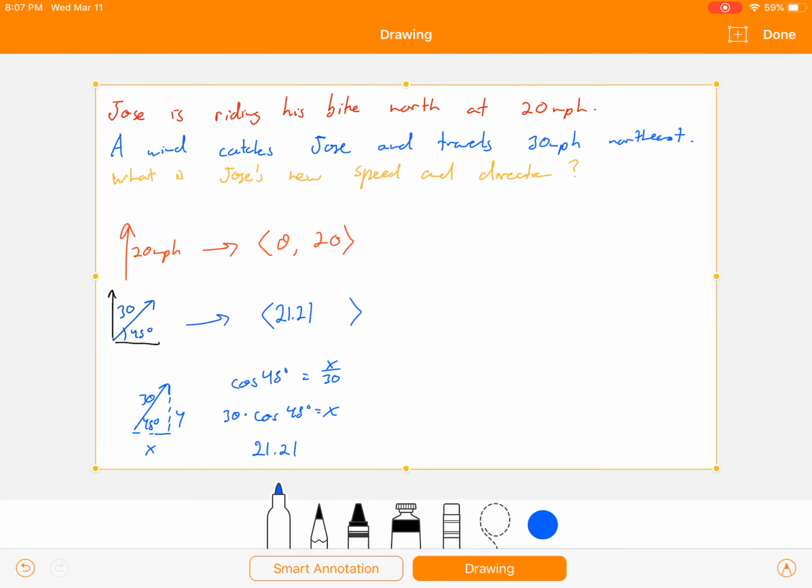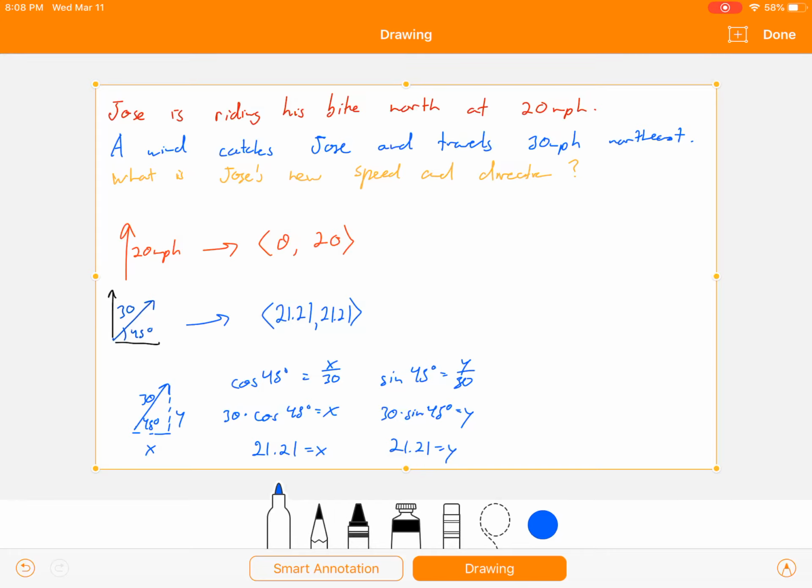Now our vertical, or y, is going to be opposite over hypotenuse. So that's going to be sine. So opposite over hypotenuse is sine, so y over 30. Once again, we just multiply both sides by 30. So y is going to be 30 times sine of 45 degrees. And just coincidentally for this problem, they end up being the exact same thing. So 21.21 for y.